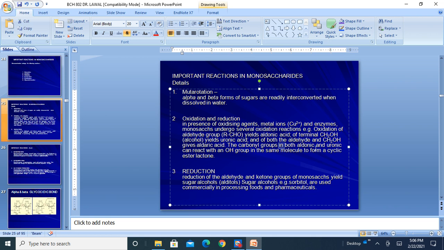The carbonyl groups in both aldonic and uronic acid can react with hydroxyl groups in the same molecule to form a cyclic ester, a lactone. Now, reduction of the aldehydes and keto groups of monosaccharides can also yield sugar alcohols such as alditols.